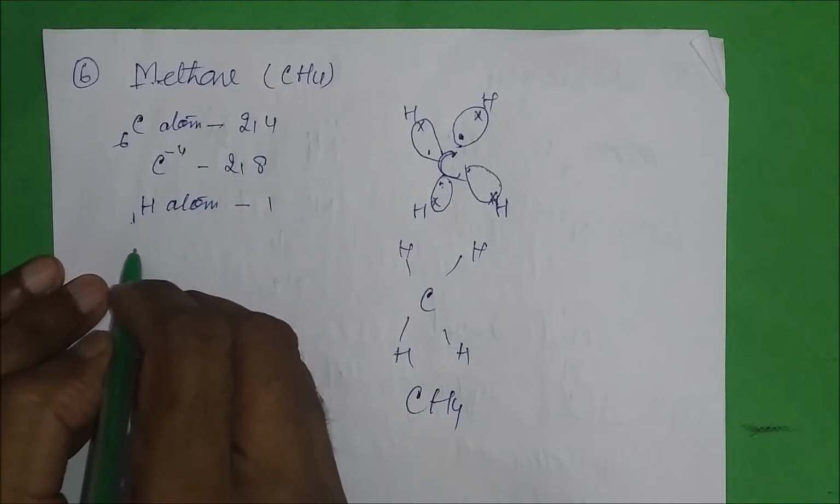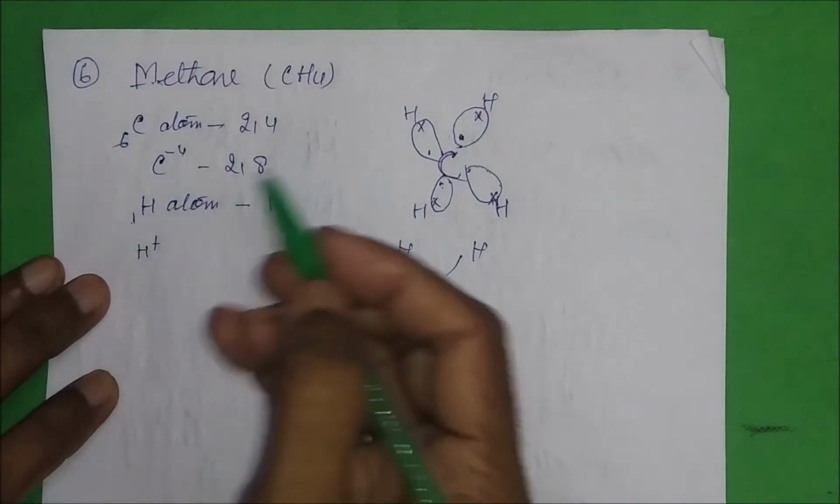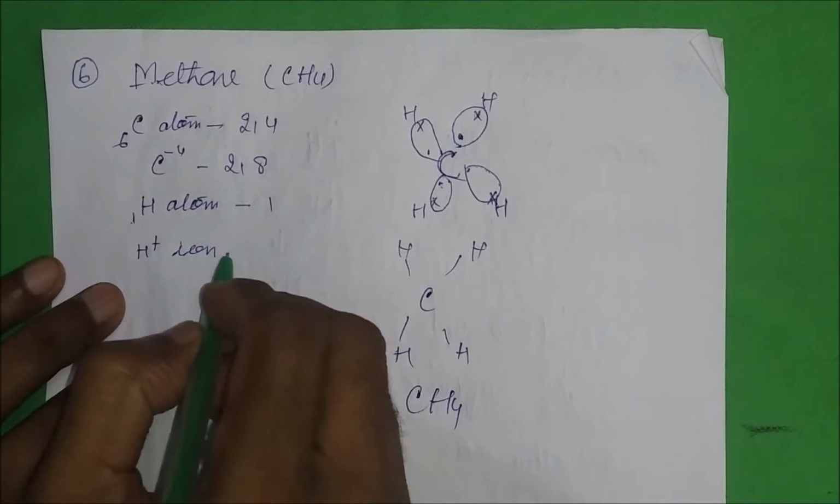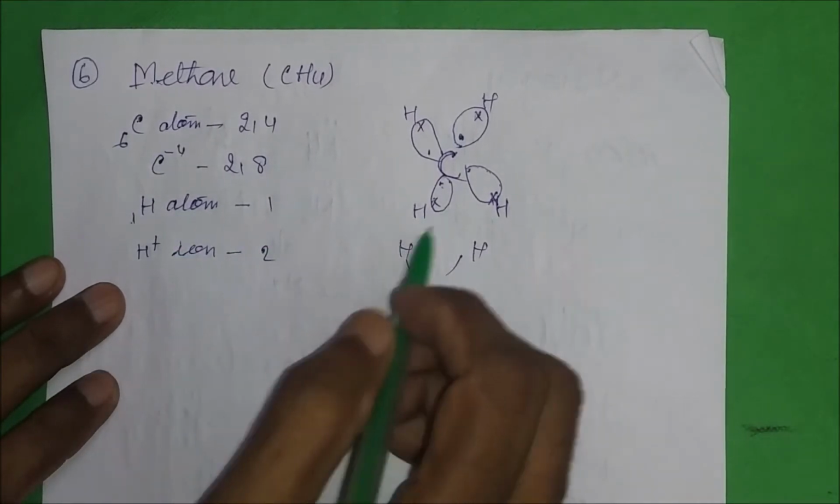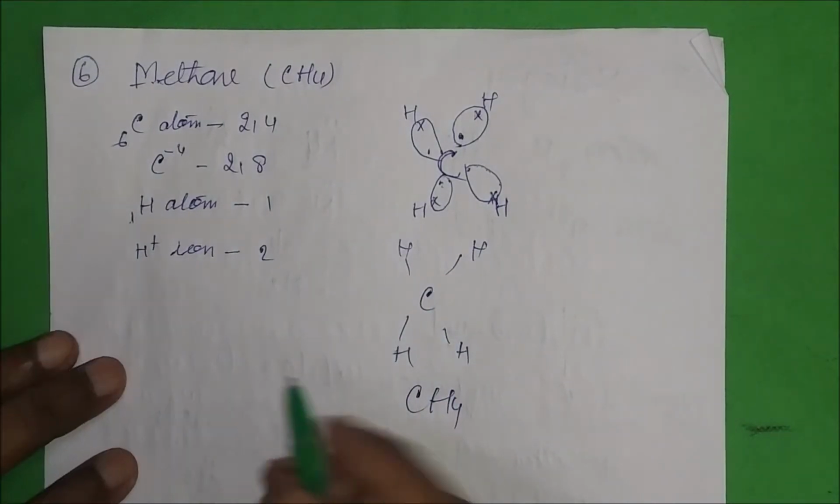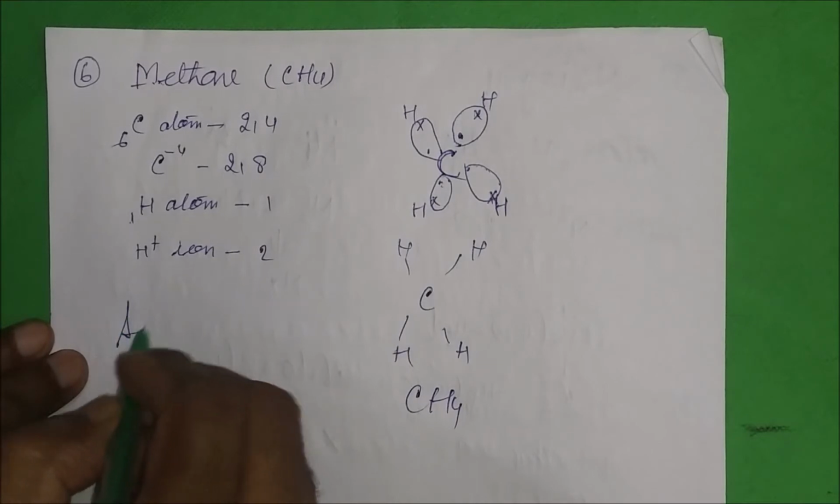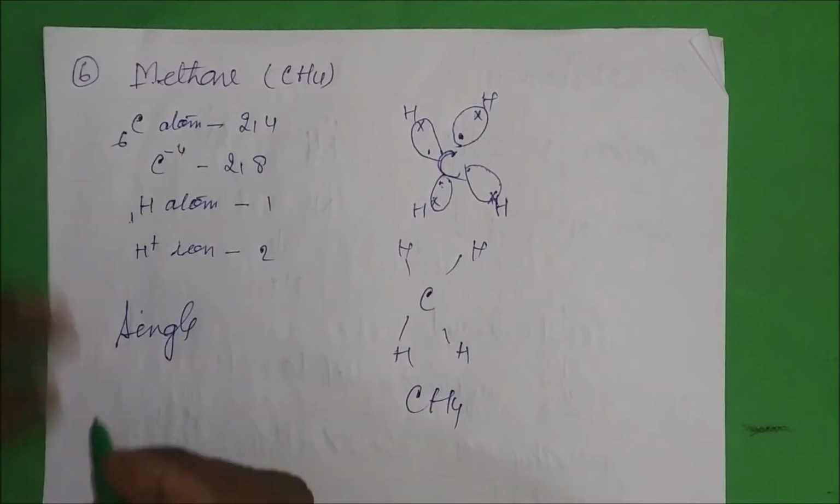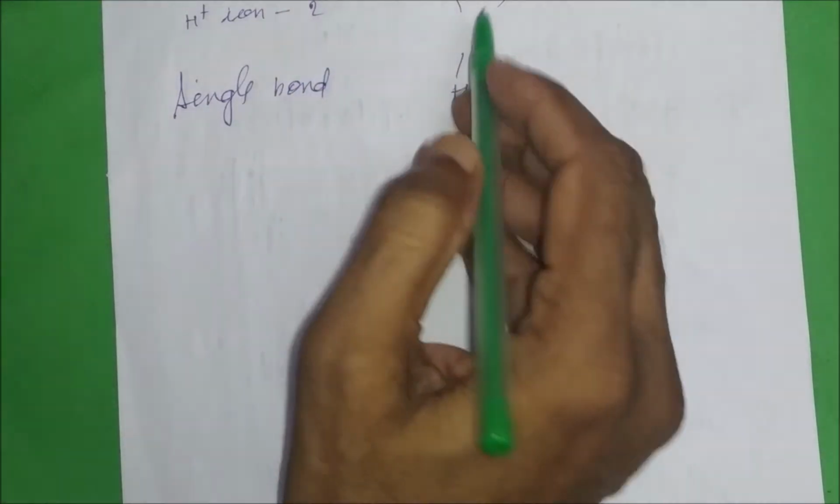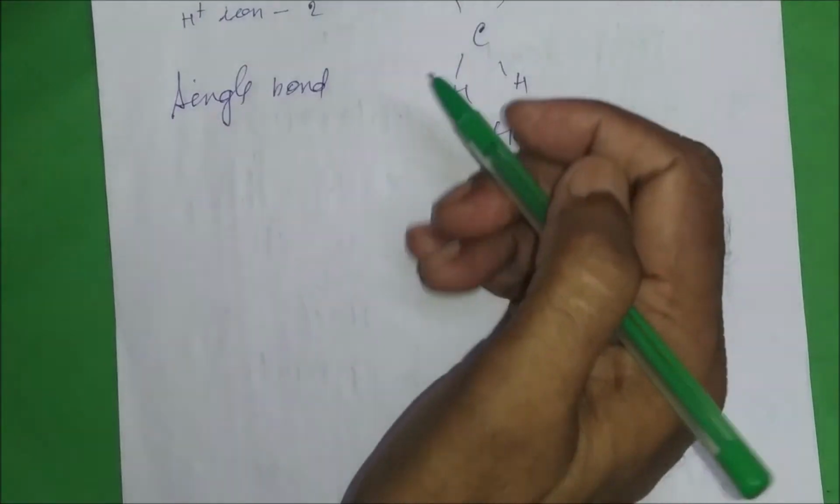Similarly, hydrogen becomes plus because it has donated 1. So what are these ions? 2, right? So this will be there. So it is a single bond. This is what? Single bond. Because 1, 1, 1 all over is there.